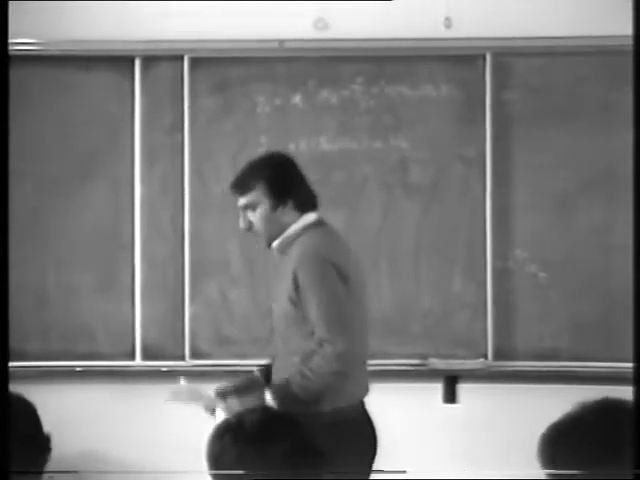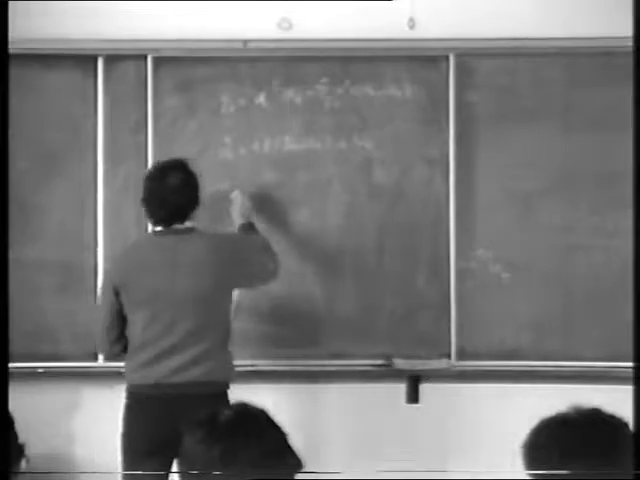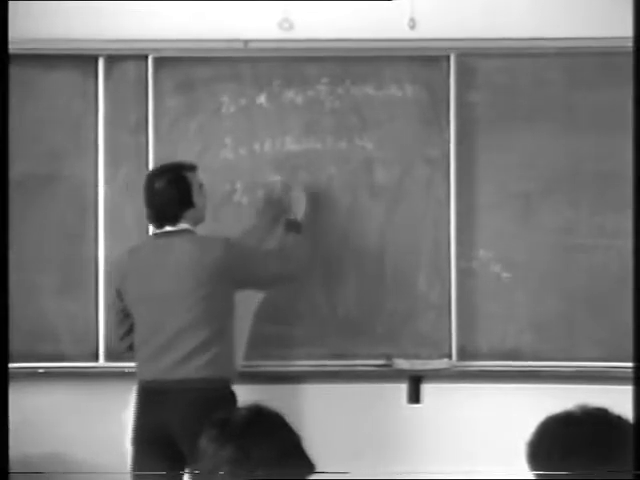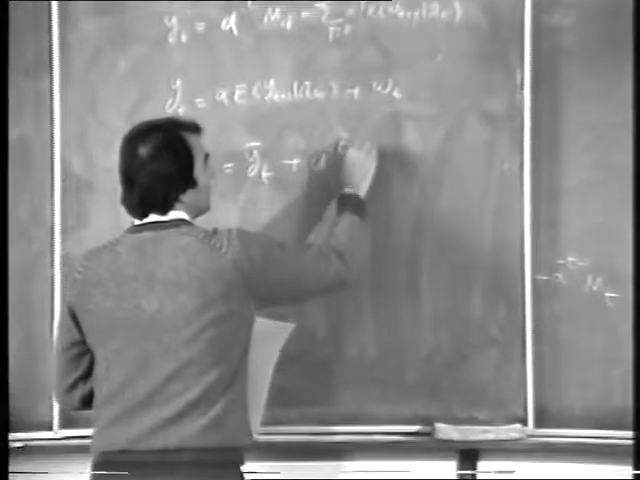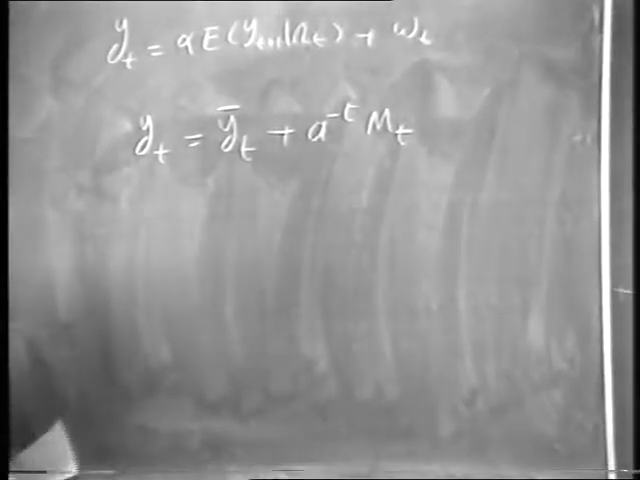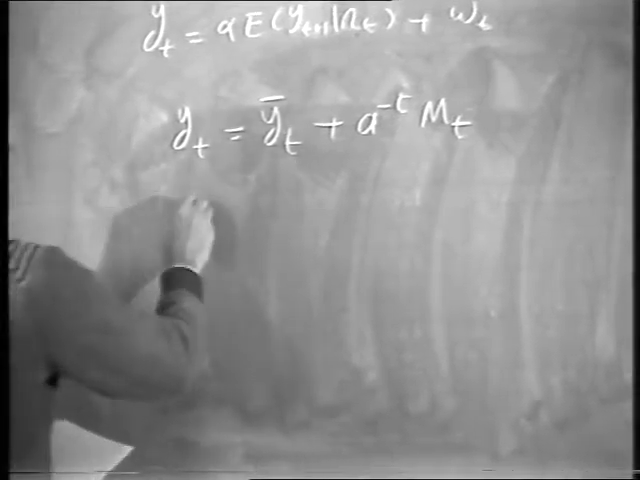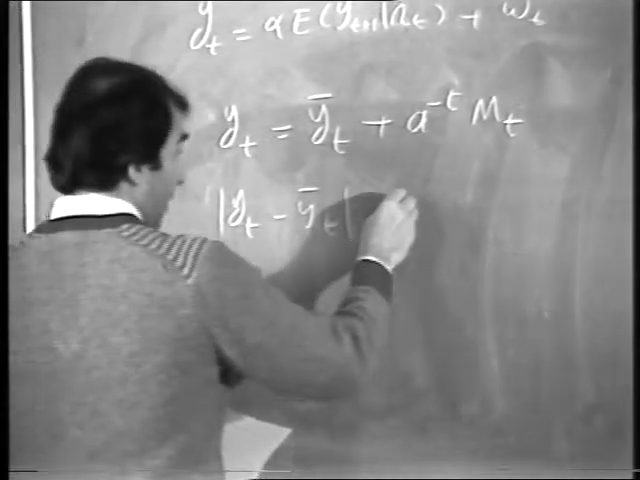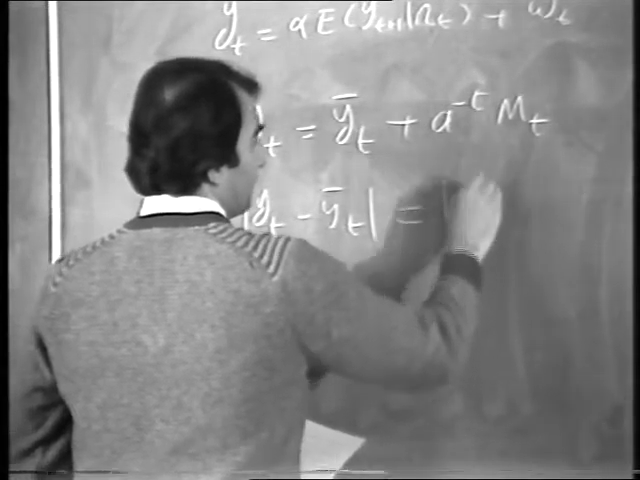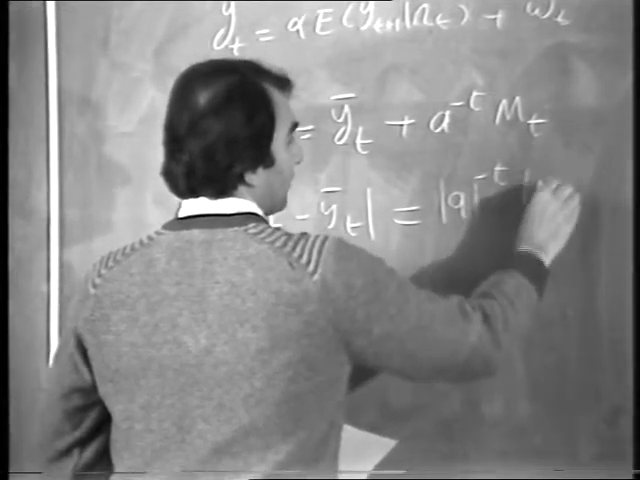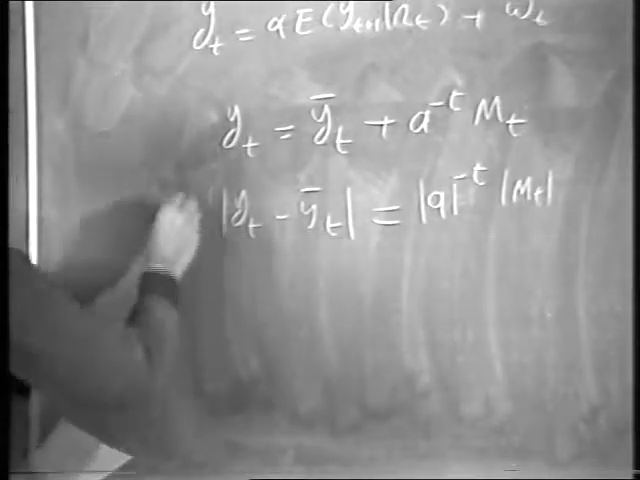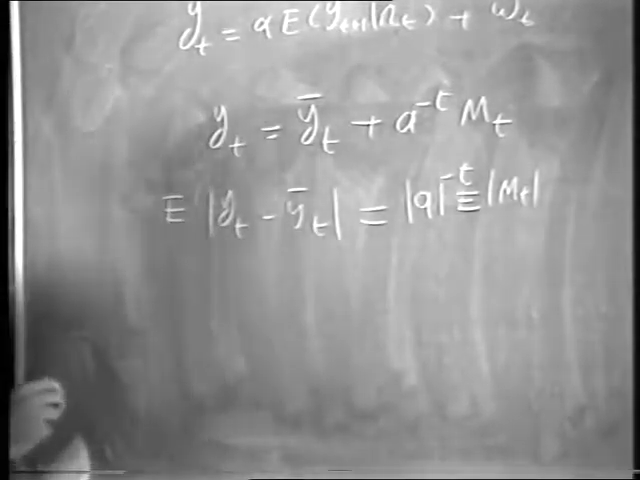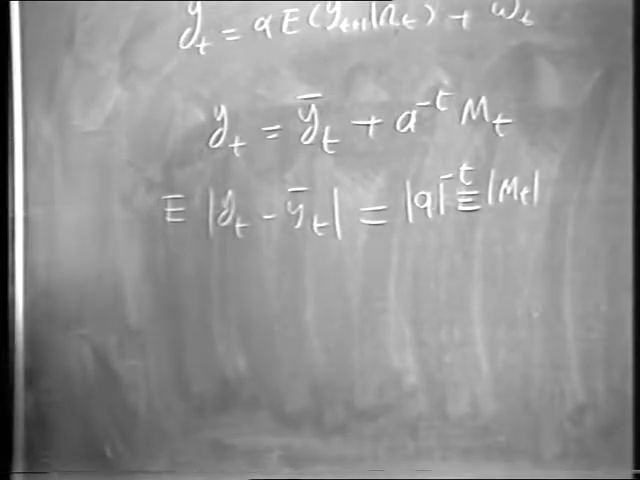Now, remember, therefore, that we can always write y_t is equal to some stationary solution y_t bar plus alpha to the power minus t M_t, where M_t is a martingale. Therefore, y_t minus y_t bar in absolute value is also equal to alpha to the power minus t times the absolute value of M_t. We can take expectation of both sides. Alpha to the power minus t is constant, it comes out, and we get this result.